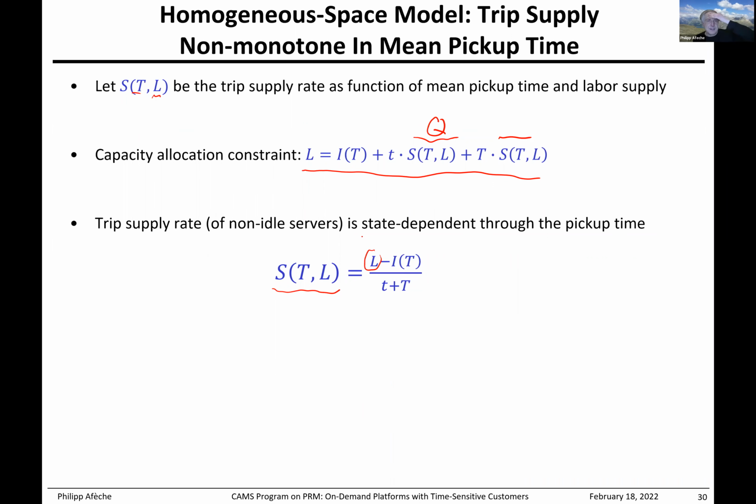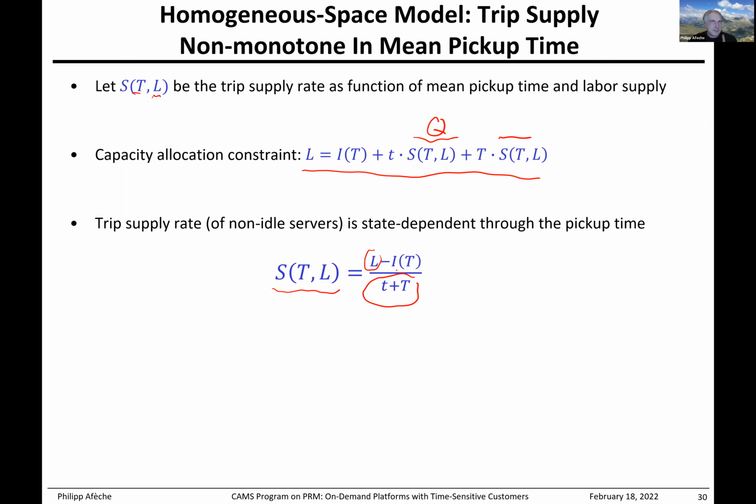You can see that in some sense, the trip supply rate of non-idle servers is state dependent through the pickup time. From a classic queuing perspective, it's like having service times that are state dependent, and the state is how many servers are idle. The fewer servers are idle, the larger the pickup time, and that increases the service time of any given server.